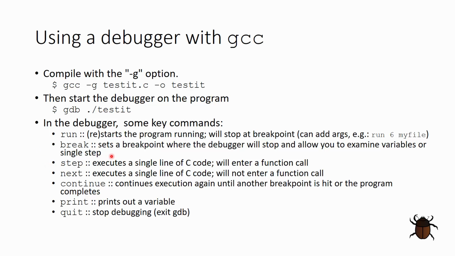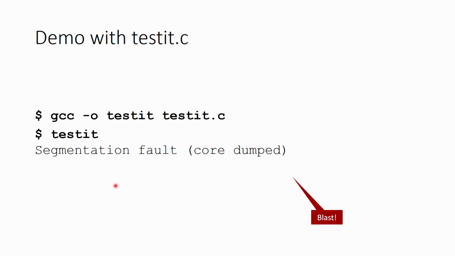Step executes a single line of code, and it will enter the function call, which is a critical difference because the keyword next will step over a function. It will simply run the entire function and then go to the next line. So this will execute the single line but will not enter the function call. Continue is used once the program execution has paused at a breakpoint; we can start up the execution again by using continue. Print will tell us the value of a variable, and quit is how we get out.